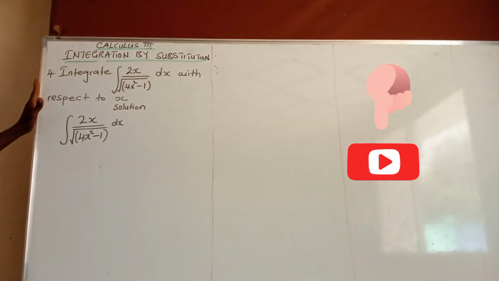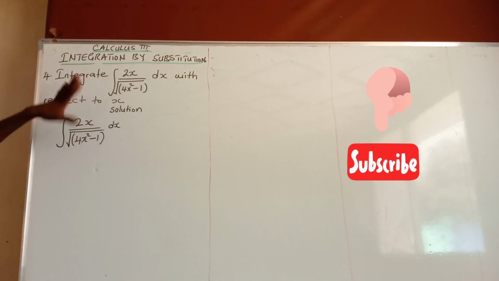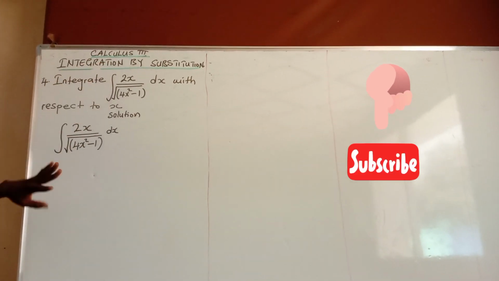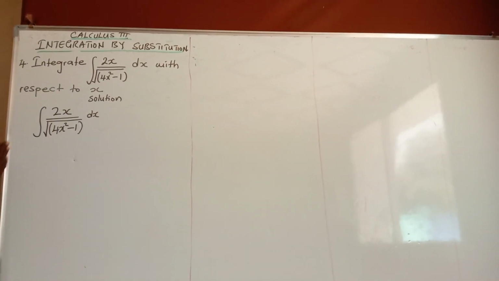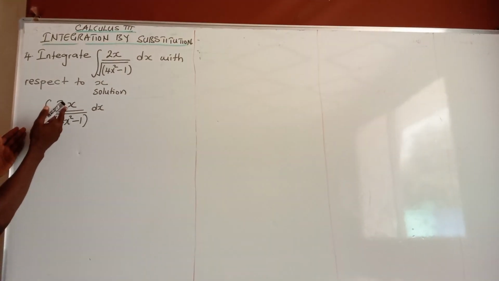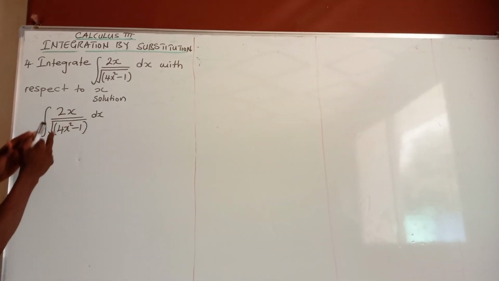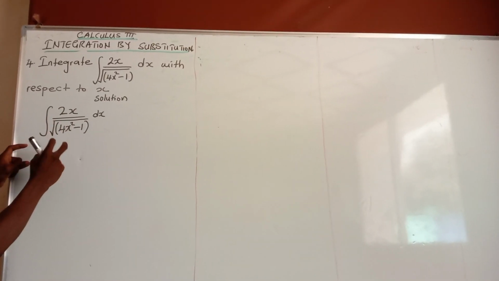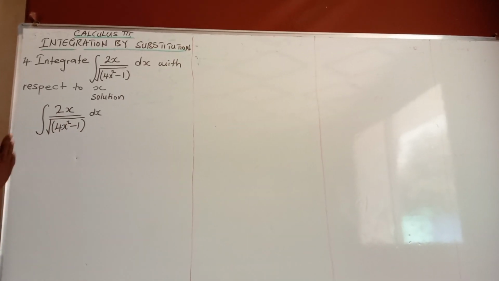Example 4, mind you, is indefinite use substitution. There are no limits. Very simple. Just take a look. They said the integral of 2x all upon the square root of 4x squared minus 1. You cannot use the general method to integrate this one, unless you use substitution.